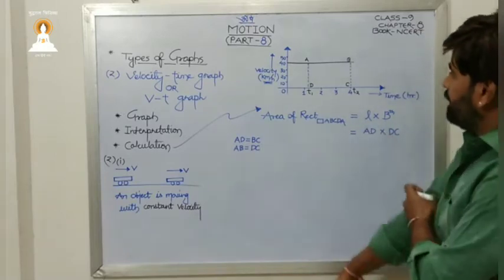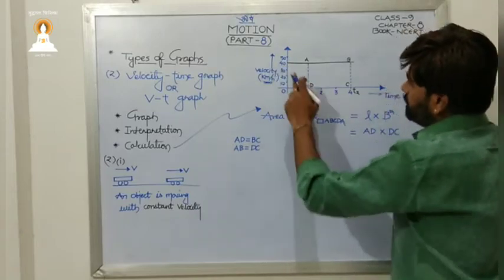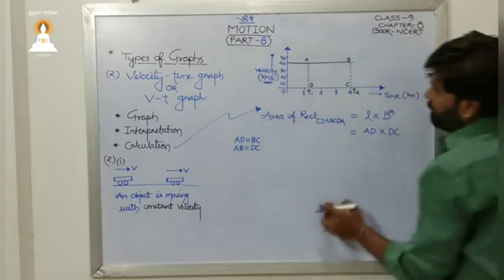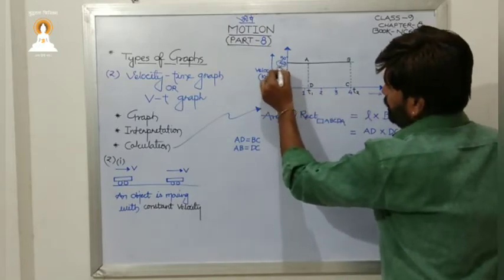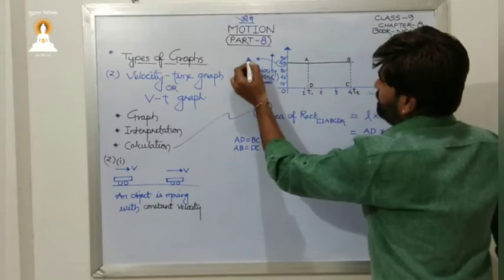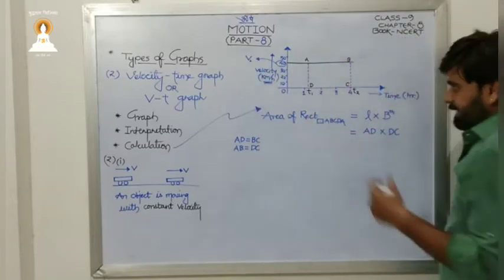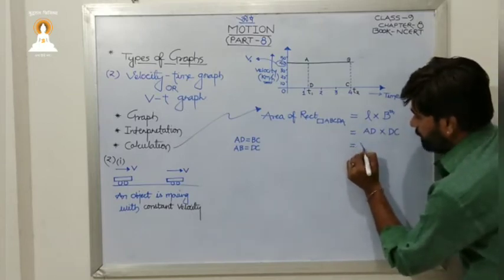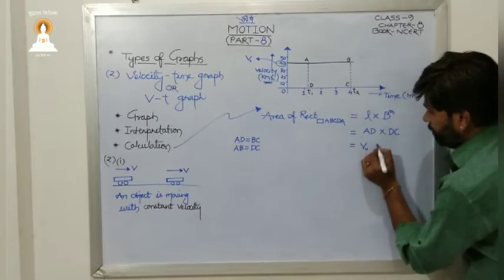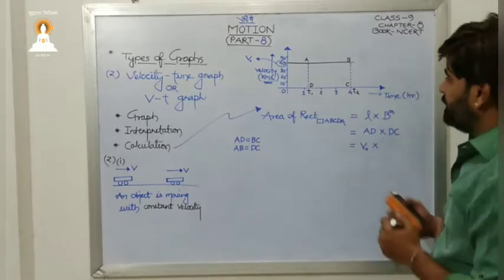Yes, so directly from 0 to 40. Yes, so the AD will be 40. Suppose if I take this as a variable, that is nothing but what? V naught. So the AD will be nothing but V naught. Yes, now the calculation for DC. Now what will be the DC?